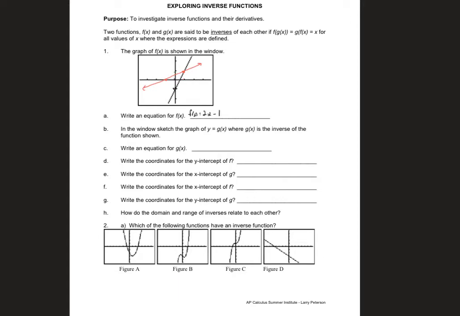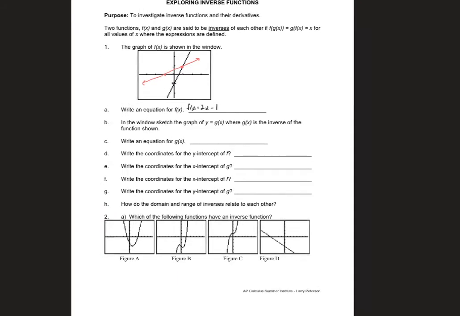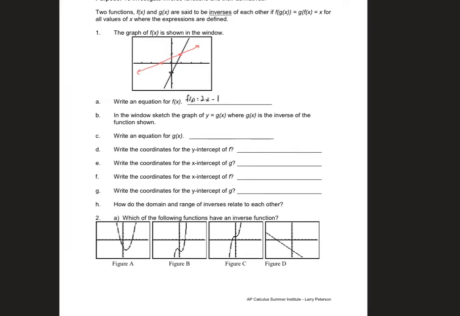To find that inverse, remember we can switch the x and the y. So I'm going to say x is equal to 2y minus 1. This is tough for me to do left-handed. So x plus 1 is 2y, and y is going to be either x plus 1 all over 2, or 1/2 x plus 1/2, either way. So I'm going to say g of x is 1/2 x plus 1/2.